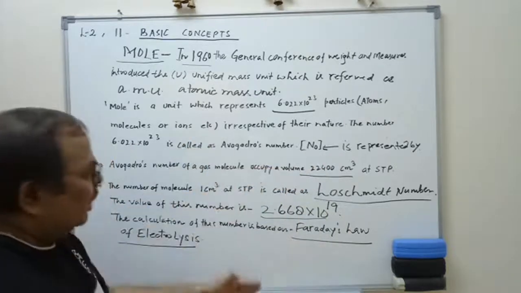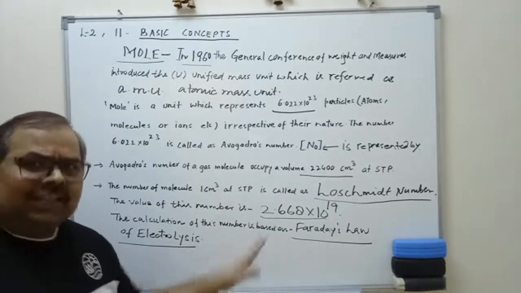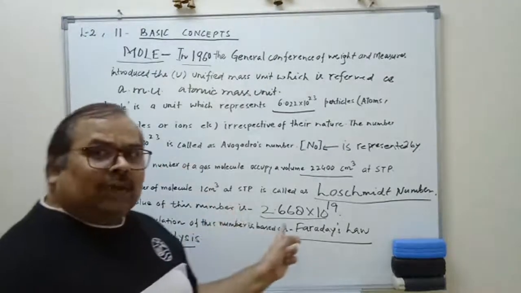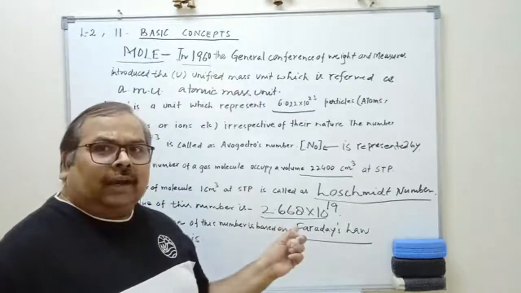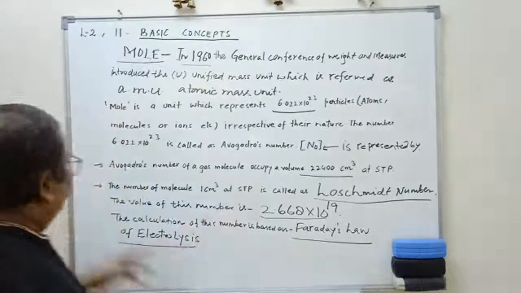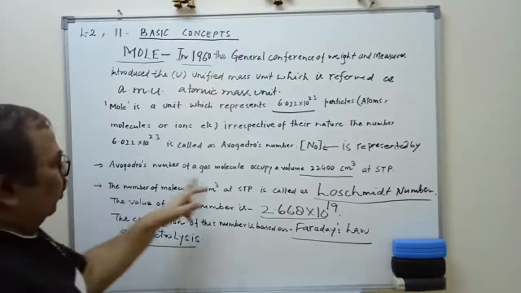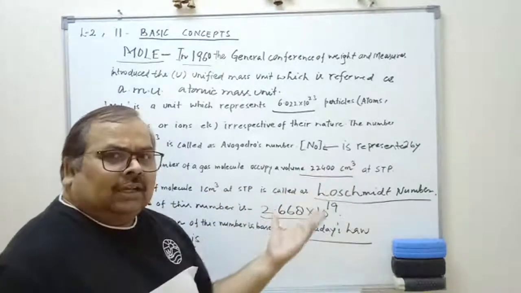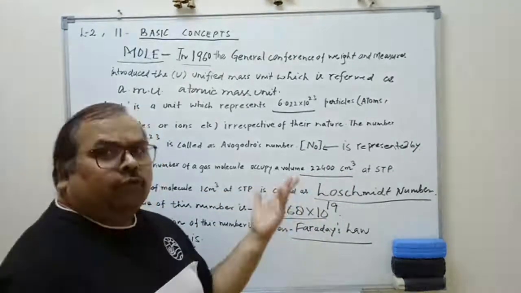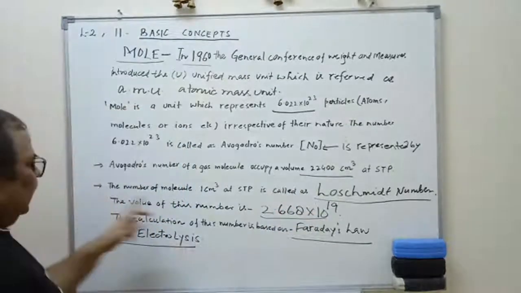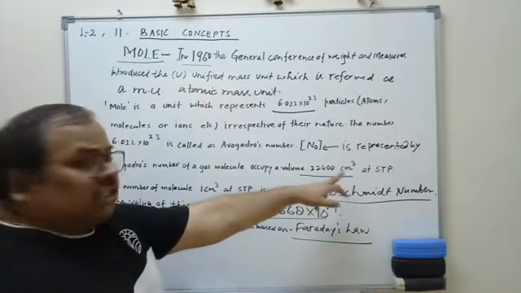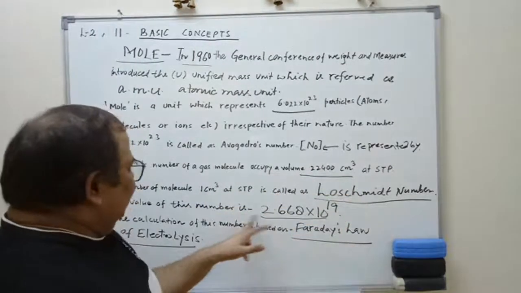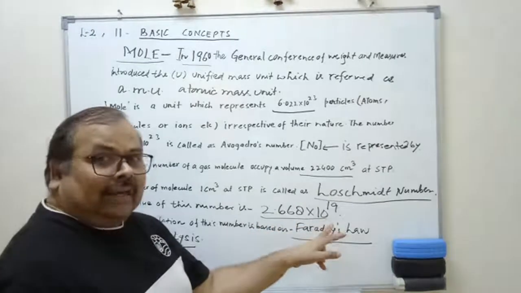Now, next, all of these are questions asked in examinations. So be aware, be sure, and memorize these values, as they are required in numericals. Go ahead. Avogadro number of gas molecules occupy 22400 centimeter cube, which you can convert to liters, 22.4 liters also you can say. The number of molecules in 1 centimeter cube is called the Loschmidt number. The value of this number is 2.688 into 10 to the power 19.